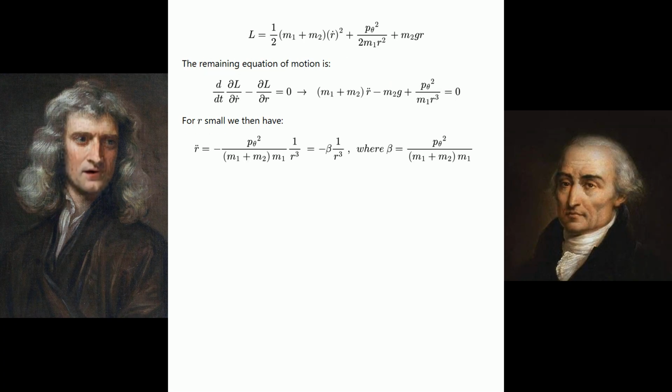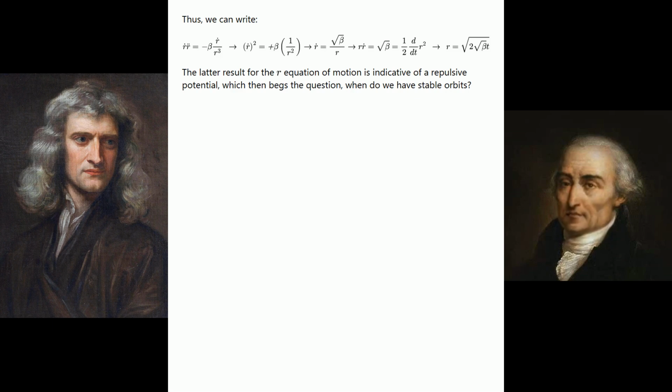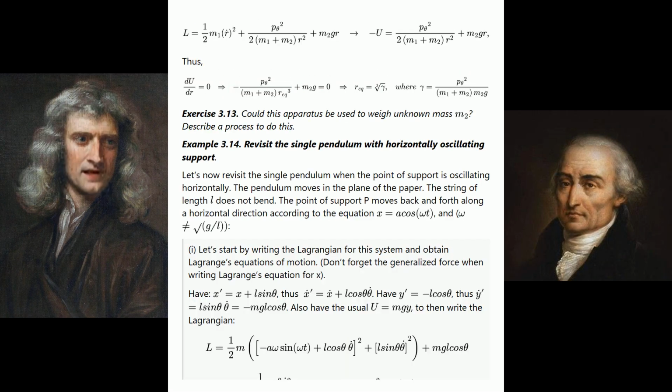The remaining equation of motion is as shown. For small displacements we then have, thus we can write the next equation. The latter result for the R equation of motion is indicative of a repulsive potential, which then begs the question, when do we have stable orbits? Thus, exercise 3.13. Could this apparatus be used to weigh unknown mass m sub 2? Describe a process to do this.